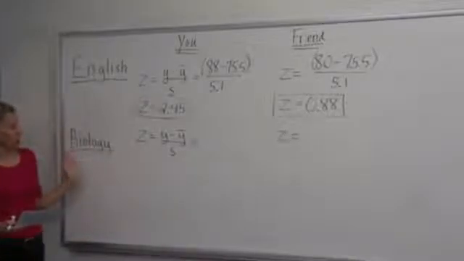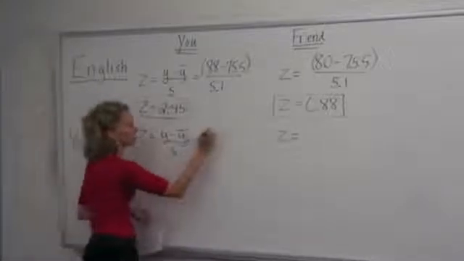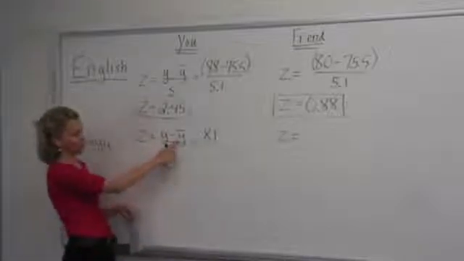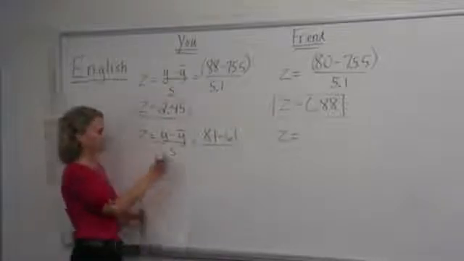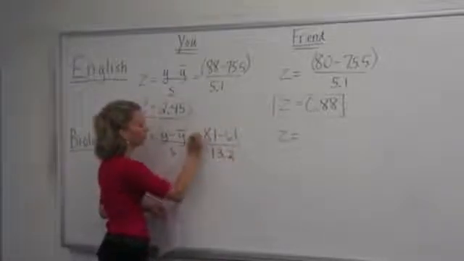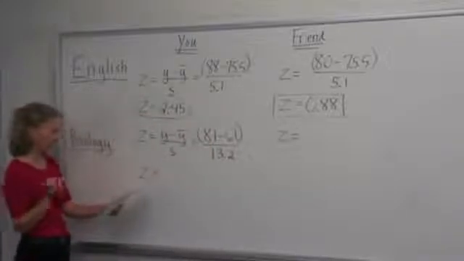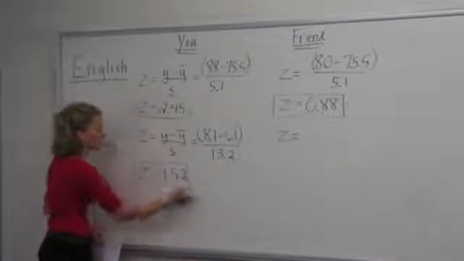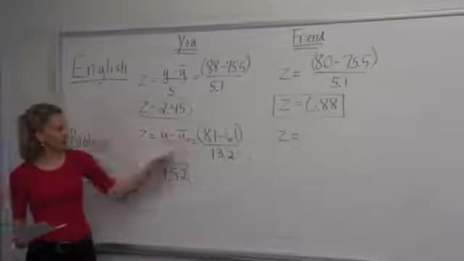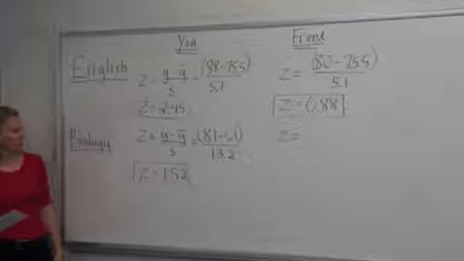Okay, let's go to the biology course now. In the biology course, your score was an 81. In biology, the class average was a 61, and the standard deviation was 13.2. And so your z-score in biology was a 1.52. Your course average was 1.52 standard deviations above the average for the class.